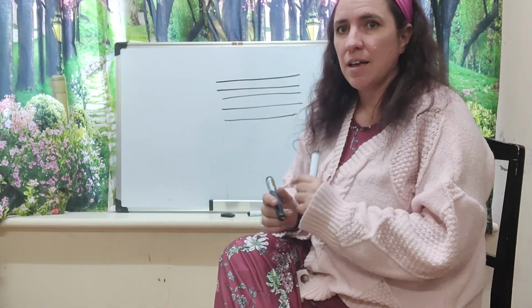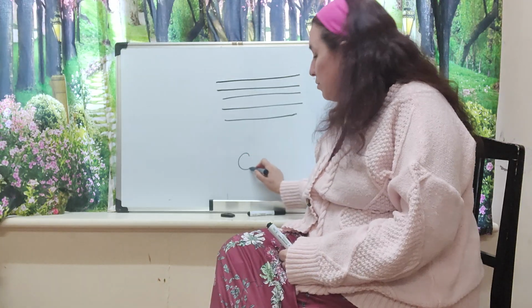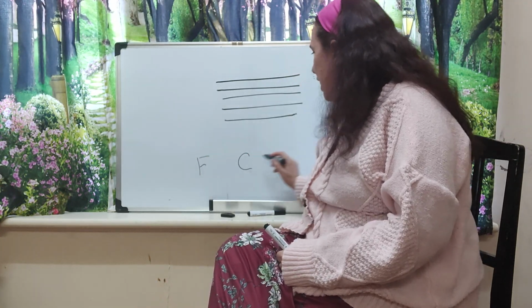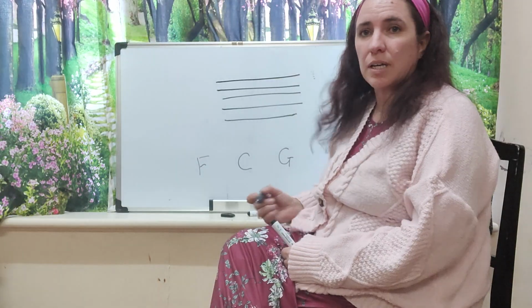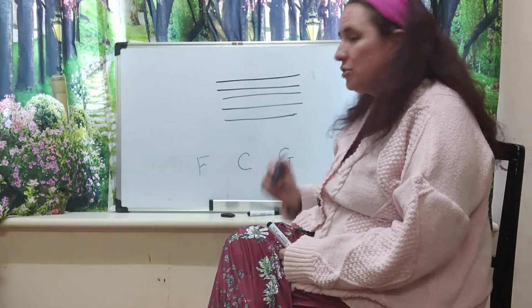Hi, so this is our first of our theory lessons, and we're going to look at the three clefs. There are three clefs in music, and they are F, C, and G. So that's C for middle C, and then this is F just below, and this is G just above middle C. And the three clefs represent those three notes, F, C, G.